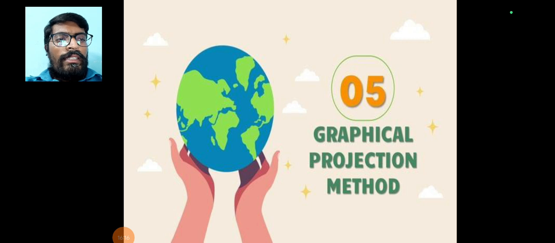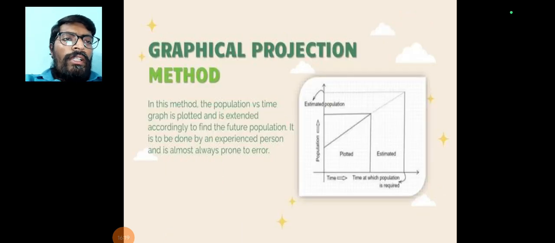Here the next method is the graphical projection method. In the graphical projection method, the population versus time graph is plotted and it is extended to find the future population. This is to be done by an experienced person, and it is almost always prone to error. You clearly observe that there are two coordinates, the x-axis and y-axis. The x-axis represents the time and the y-axis represents the population.